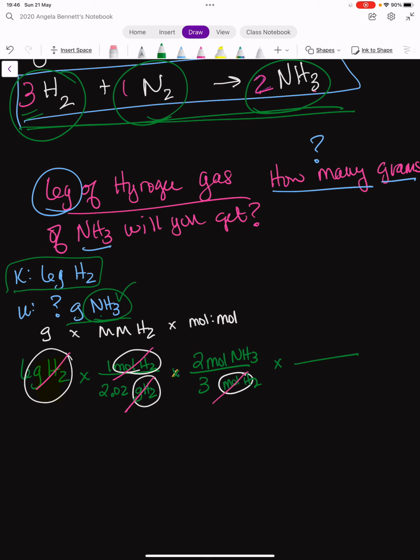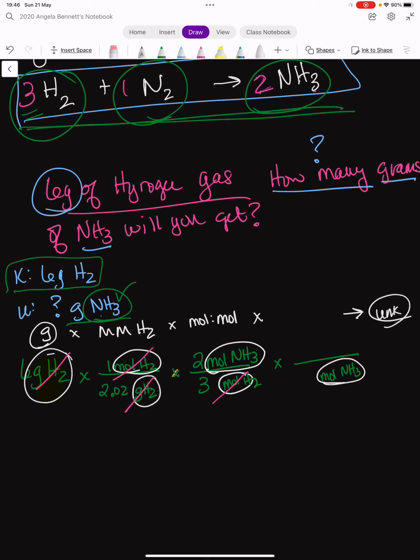Now again, go back to the algebra. Let the algebra help you and guide you. I have moles of ammonia here. I don't want it. I want grams of ammonia, so I know moles of ammonia has to go down here so it can cancel out. So I have to multiply this by a conversion factor. That's stoichiometry. All it is, you start with what you know and you multiply it by a whole bunch of conversion factors until you finally get to your unknown. That's how it works.